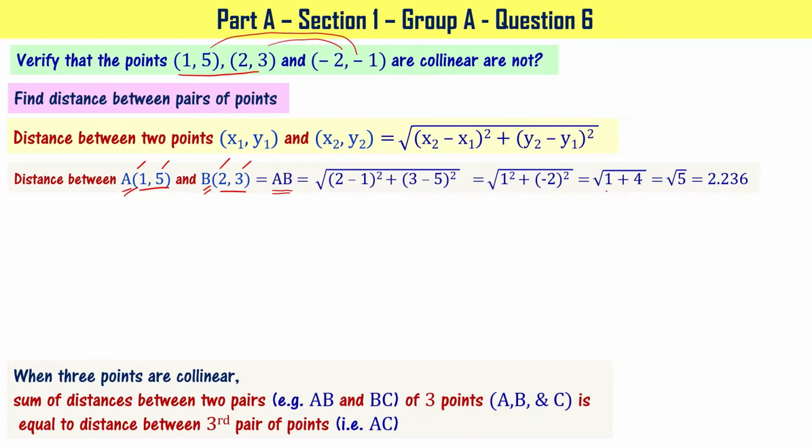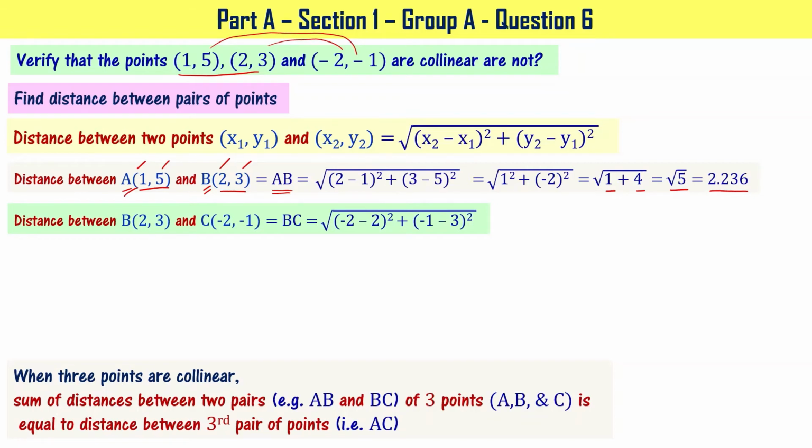1 square is 1, minus 2 whole square is 4. So it is square root of 1 plus 4. It means it is square root of 5. Let me write the value of square root of 5, that is 2.236. Now let's go to the next pair.